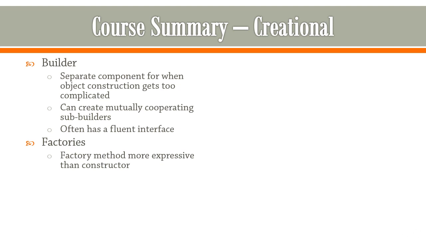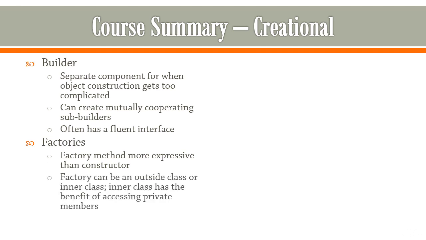So you can have the argument names actually giving additional hints to the client about how the object is going to be constructed. And we saw that you can put the factory either as a standalone class right next to the object that's being constructed, or you can put it as an inner class, and the inner class has the benefit of accessing private members of the object it's constructing. So this benefits the encapsulation concept.